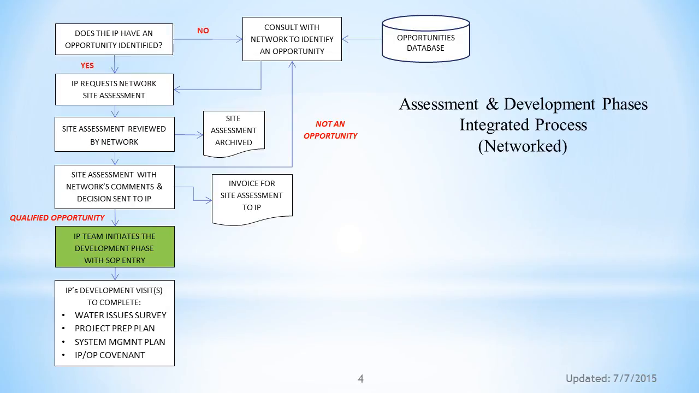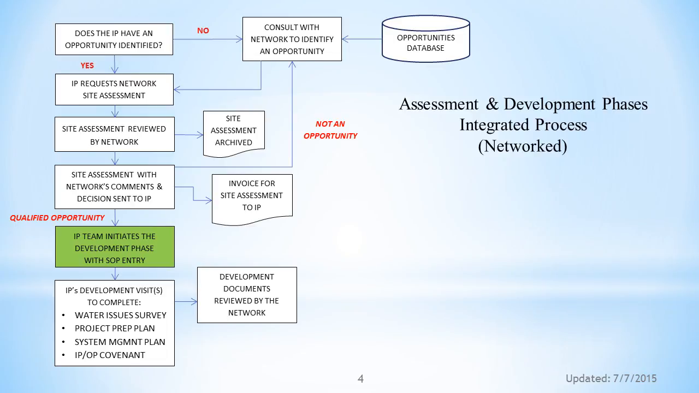Once these three documents are agreed to and signed by the IP and OP, they're prepared to sign a covenant. It may take more than one visit with the potential OP to build trust, deepen the relationship, and complete the planning needed to ensure the project's success and the long-term sustainability of the water system's operation.